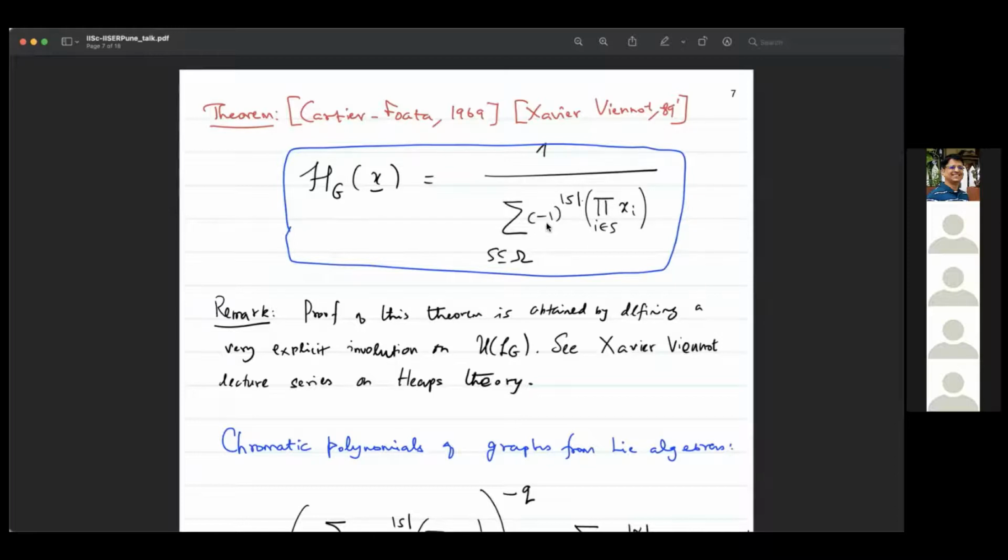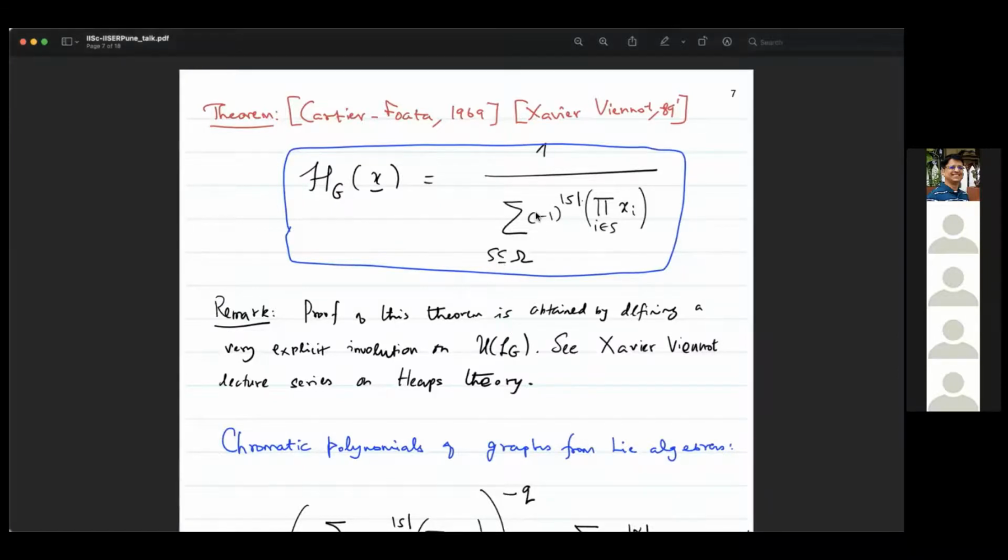Both results tell us the same thing. The Lie algebra version is also available, but much later, in the 90s. But basically what it says is that the Hilbert series of the universal enveloping algebra of this LG is given by 1 divided by the multivariate independence polynomial of the graph. So here also it belongs to omega.